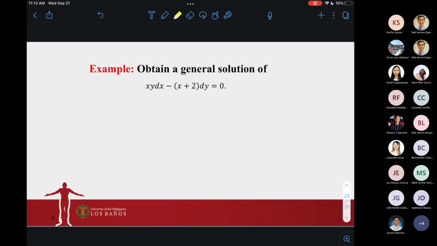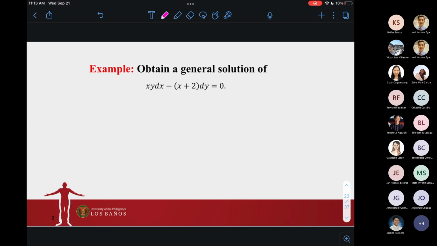All right. Okay, let's try another one. Let's have xy dx minus x plus 2 dy equals 0. So this is a little different because this is not in explicit form. So paano natin itatry kung siya is separable? So let's do the brute force thing. Let's try to separate the x's from the y's by using simple algebraic manipulation of the given equation.